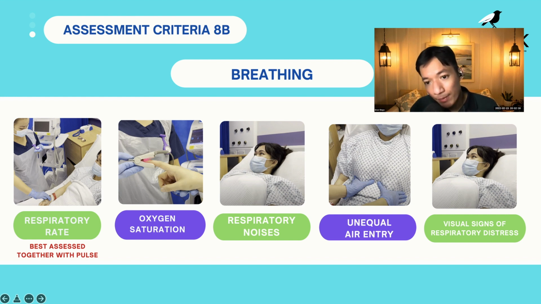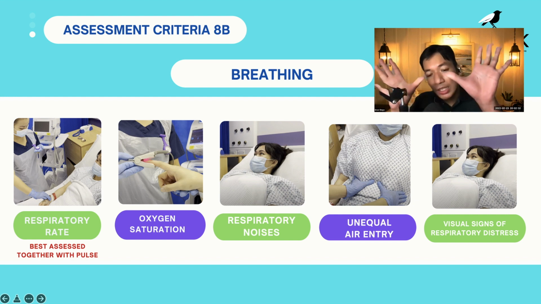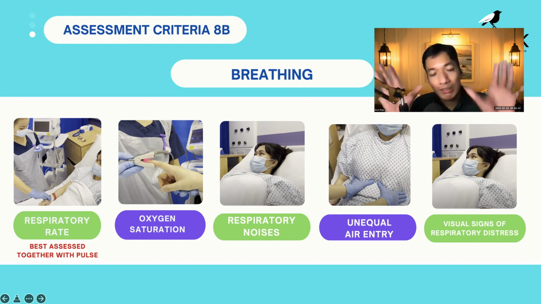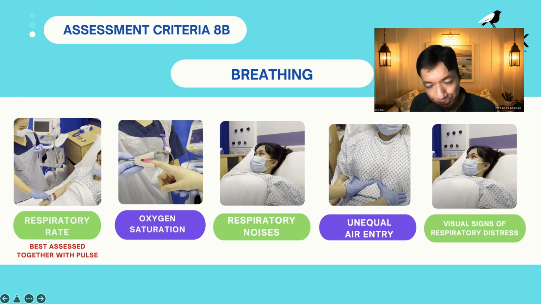So if you can see on the picture here, you have to put your hands on the patient's chest and ask the patient to take a deep breath and check for equal or unequal air entry. Okay, so that's that. And lastly is the visual signs of respiratory distress. So you only have to verbalize that the patient has no signs of respiratory distress. What are those? Probably like sweating, seesaw breathing, the use of accessory muscle, cyanosis.